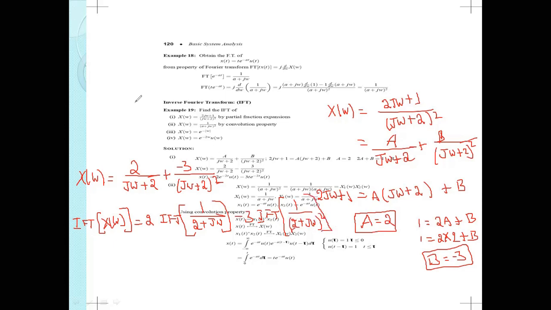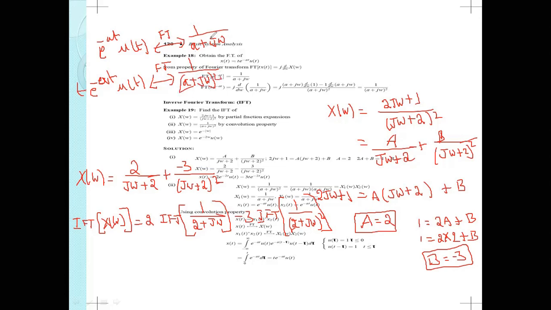Yesterday we did the Fourier transformation of e power minus at mu of t. What is the Fourier transformation of e power minus at mu of t? 1 by (a plus j omega). And similarly, we also found the Fourier transformation of t into e power minus at mu of t. That is 1 by (a plus j omega) whole square. So apply these two. Now it is in the form of 1 by (a plus j omega). What is the a here? 2.